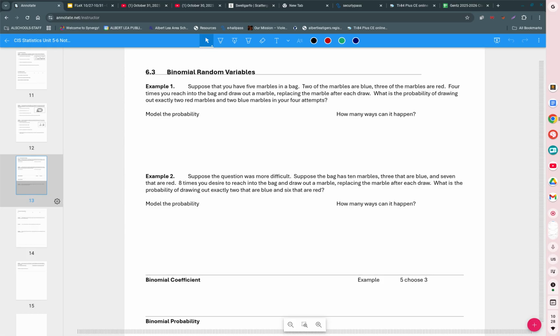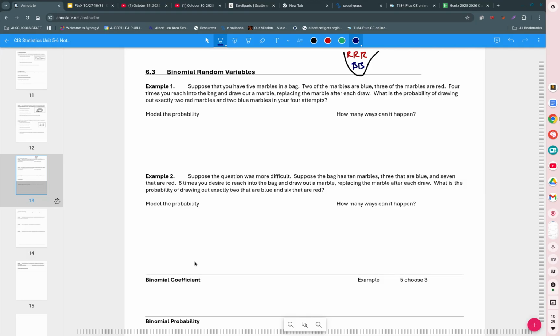2 of the marbles are blue, and 3 of the marbles are red. So I got 3 red, I got 2 blue. Very good with that? We're going to reach in that bag 4 times. And when we reach in that bag, we're going to select 1 marble at random, and then we're going to put it back. So it says replacing the marble after each draw.